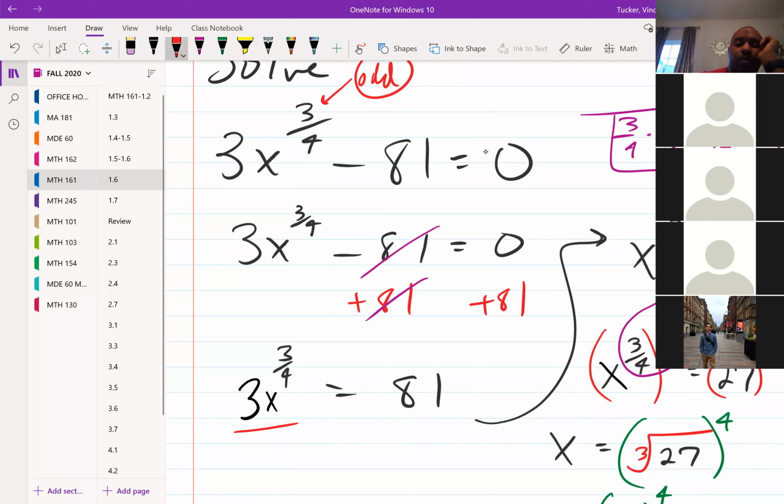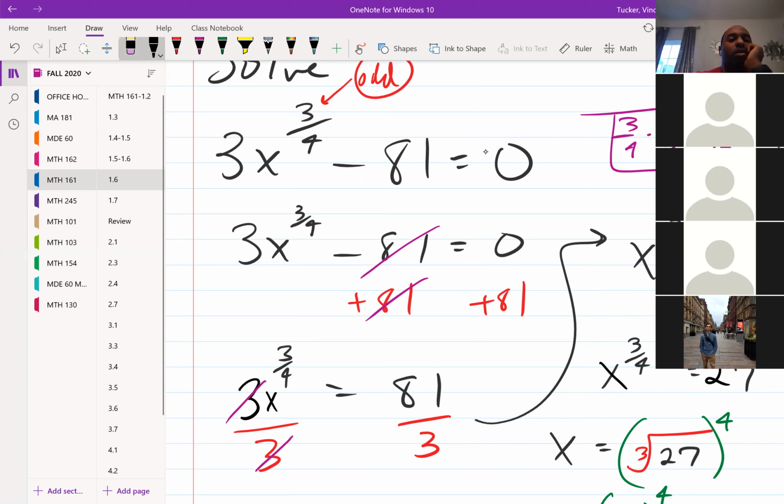Then we'll divide by 3. 3's cancel. And that'll give us x to the 3/4 equal to 27. So before we go any further, questions? Let's send something in the chat. Any questions before we go past this point right here?